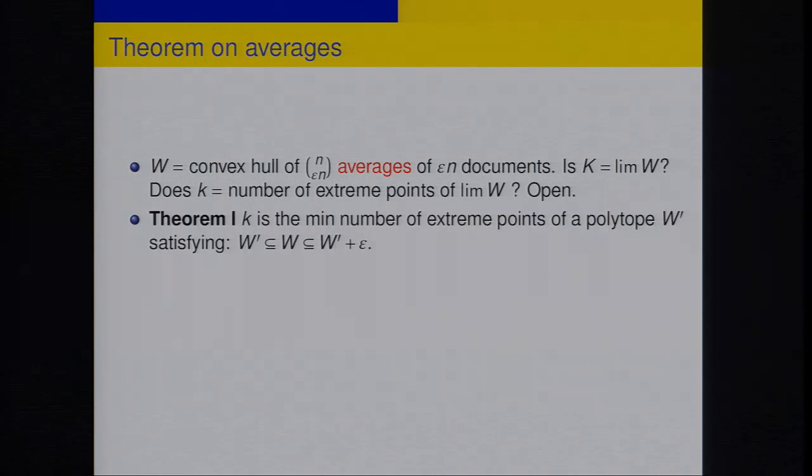What I can prove at this moment is Theorem 1. It answers the question of a data-determined definition of little k. And we'll later tackle the algorithm question. So k is in fact the minimum number of extreme points of a polytope W prime, which is roughly W. So it's contained in W, and W is contained in W prime plus epsilon. I mean to include all points at L infinity distance epsilon from W prime here. Okay. This is epsilon times the L infinity ball of radius 1.